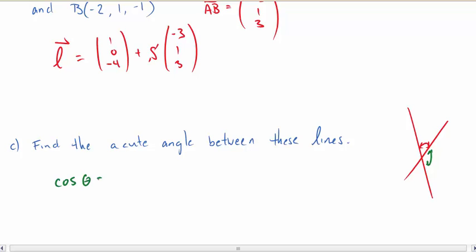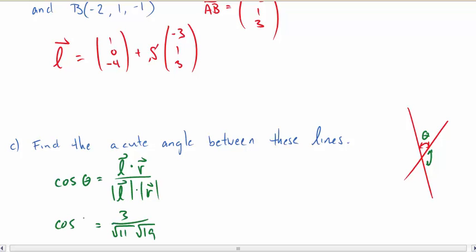We found that the cosine of theta, the angle in between, is equal to the dot product, so L dot R, divided by the magnitude of each, multiplied together. So the dot product here is 3. The two magnitudes are square root 11 and square root 19. So the angle is going to be the inverse cosine of that stuff.